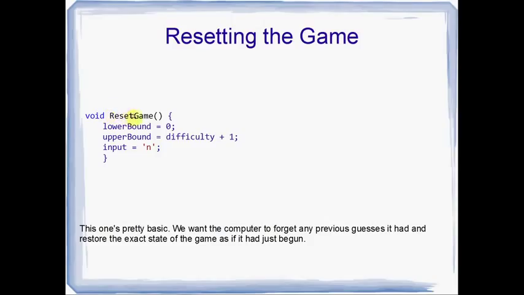Okay, so resetting the game happens straight after the story, and all you want to do here is basically restart the game. All I've done here is make the AI set itself back to the default, which is the lower bound of 0 and the upper bound of difficulty, which is 100 plus 1, and reset the user's input to N. Yeah, that's pretty basic.